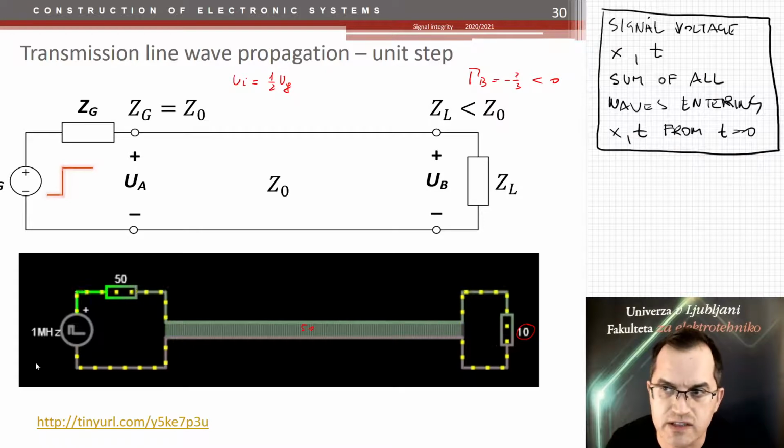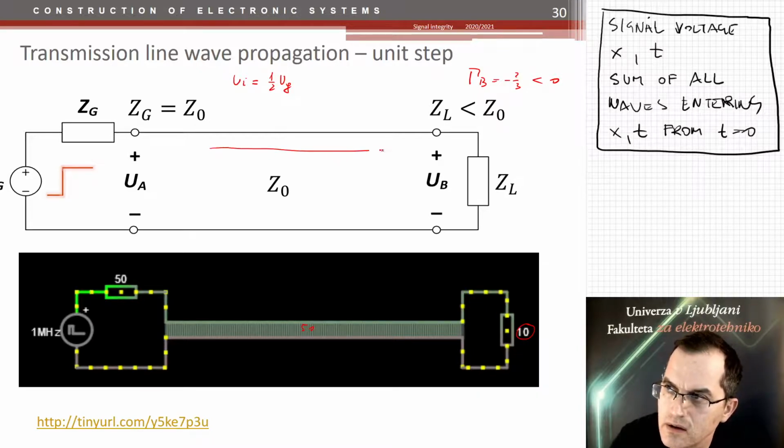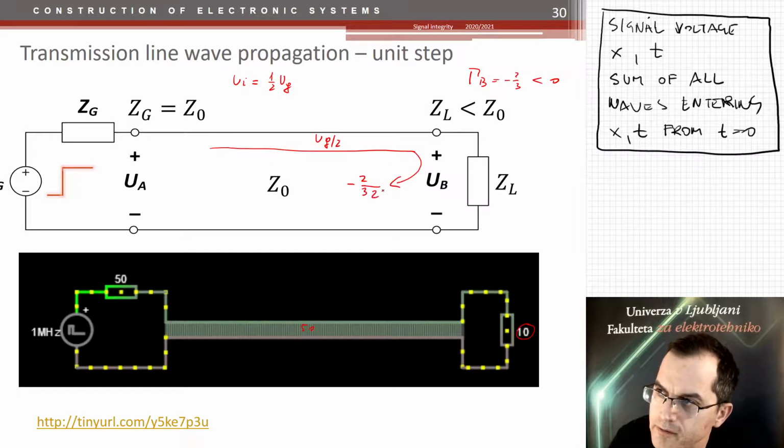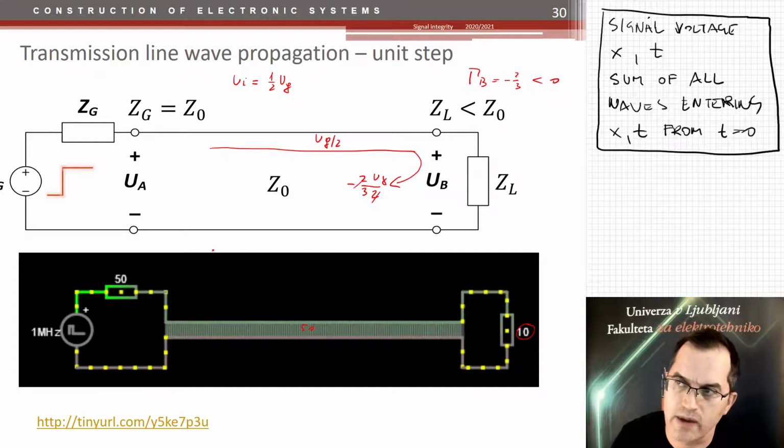That's the stationary state now. So what it means is that we have half of the generator voltage, UG half, traveling there. Then it reflects how much back? What reflects back is minus 2/3 of the half of the generator voltage. So 1/3 of the generator voltage goes back now. And here it completely finishes. So nothing goes back. That's it. Finish. Nothing else happens.